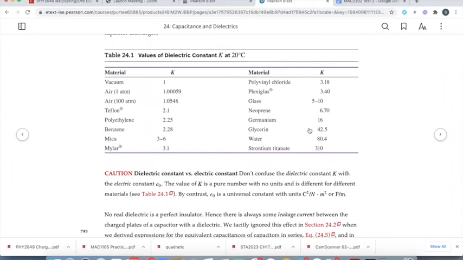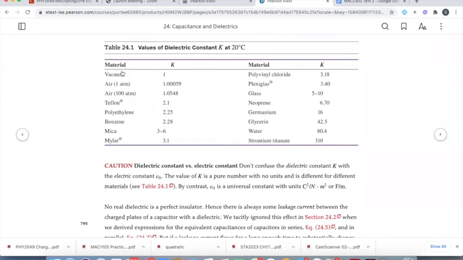Here are some values for dielectric constants. So our reference point, the dielectric constant of a vacuum, we just let that be 1, and we measure everything in terms of that. So this guy here is 310 times more dielectric constant, which means he makes it 310 times better capacitor. I can store 310 times the charge for the same amount of voltage.